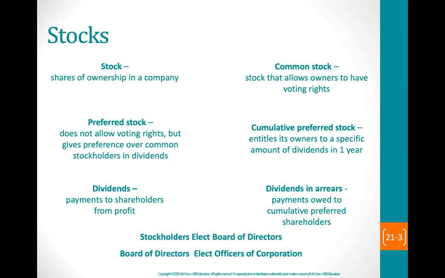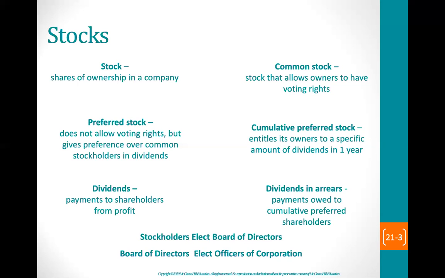If it is cumulative preferred stock, those stockholders are entitled to dividends every year. If a company does not pay out dividends in a specific year, dividends in arrears occur. That means that a company then has to pay dividends for every year it has not paid, including the current year, to catch up those preferred stockholders on their payments that are due. And we'll look at an example of how to look at that.